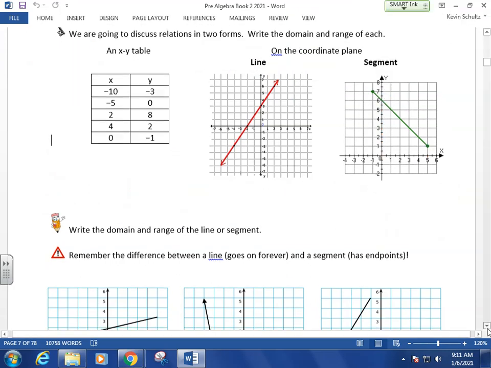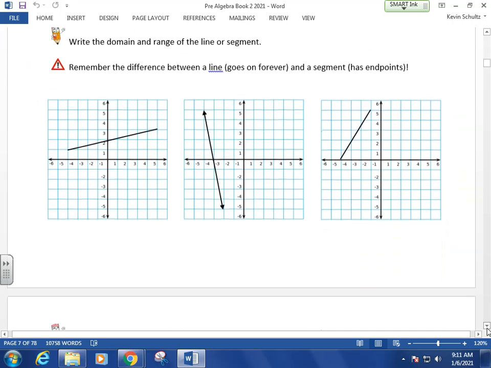Okay. Scrolling down, write the domain and the range of the line or the segment. Graphs are historically the more challenging of the two types because sometimes people don't look for the arrows. They miss the arrows that make it a line. They list the values as if it were a function table. That's not what we're doing here, right? This is a coordinate plane, a graph, we have to include all those decimals, all those fractions, okay? So looking at this first one, we first need to decide, is it a segment or is it a line?